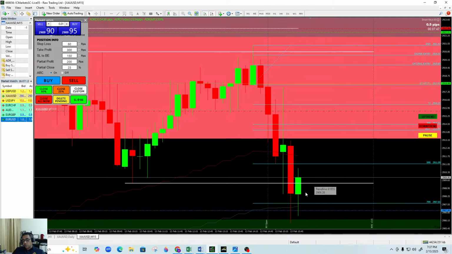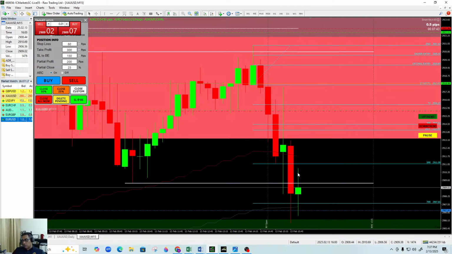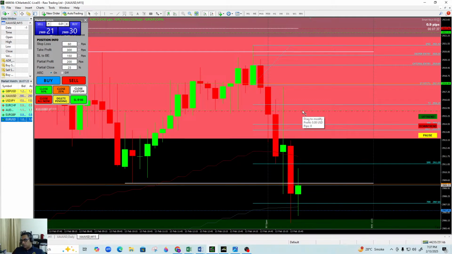But if it closes back above the London low, then I'm closing the trade. Even though I have stops at break even, I'm going to close the trade because I don't want price to come and hit my stop loss. That's how you manage risk, based on logic, right?